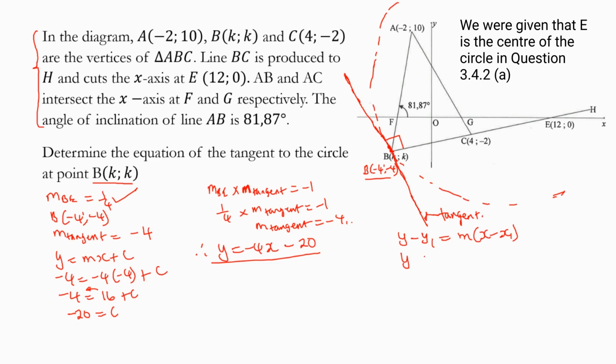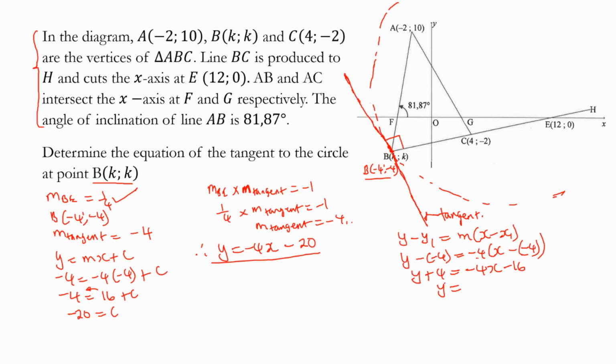We could have used the formula y minus y1 is equal to m times x minus x1. Okay, y, and then we put the coordinates of B. The y coordinate is negative 4, so y minus negative 4 is equal to negative 4, and then x minus negative 4, the x coordinate of B there. Then y plus 4 is equal to negative 4x, then this is positive 4 times negative 4, which is going to be negative 16. y is equal to negative 4x. Then when you transpose positive 4 this side, it becomes negative 4. Then negative 16 minus 4 is negative 20.